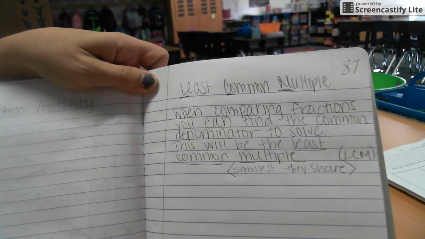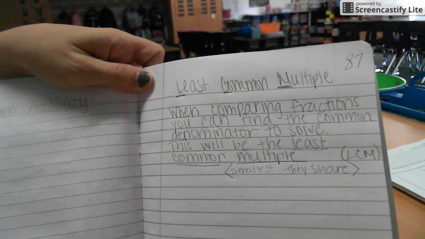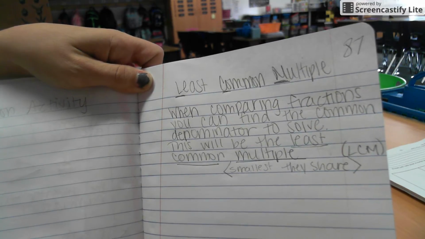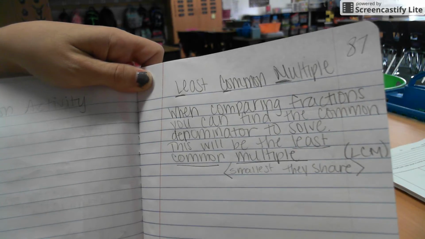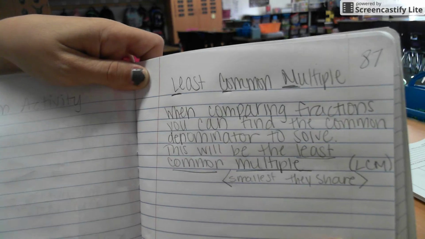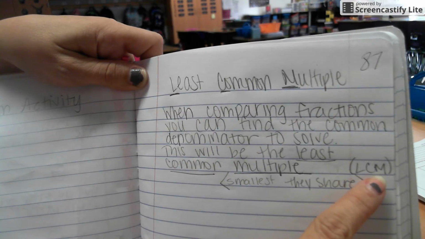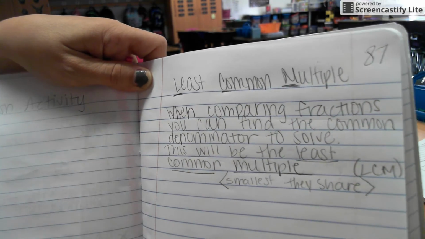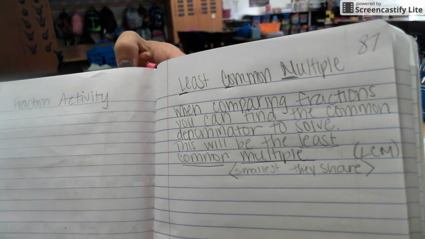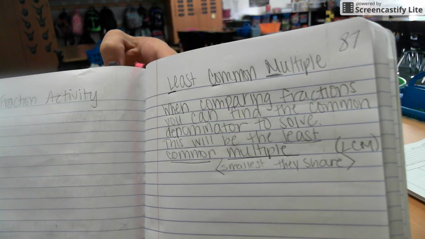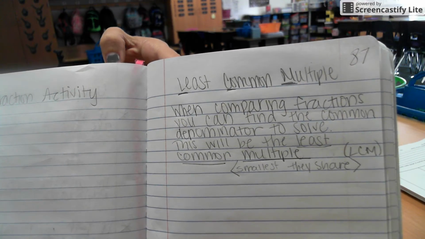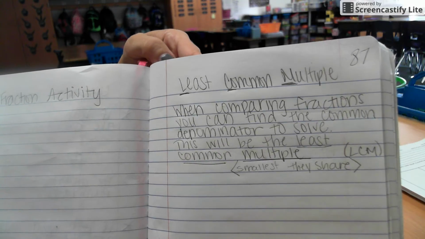Okay, so for comparing fractions with the least common multiple, you are going to find a common denominator to solve. When you find that common denominator, it's going to be the least common multiple. We also call it the LCM. So that's the smallest one they share. So I want you to write that down, and then we're going to do a couple together to see what I'm talking about, because I know right now you're like, what? But that's what we're going to talk about. So pause and make sure you have this copied down.